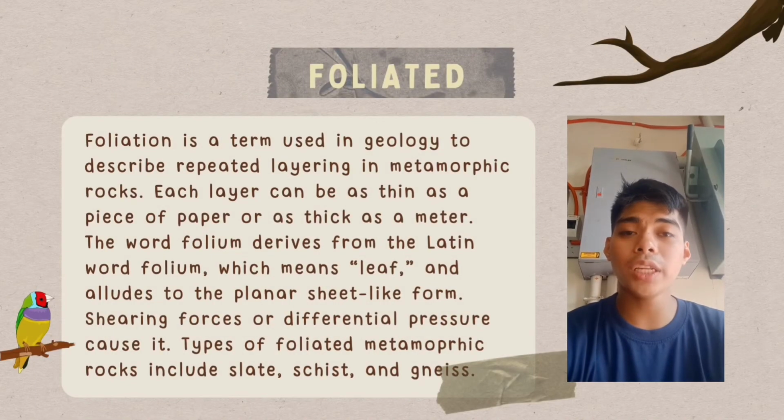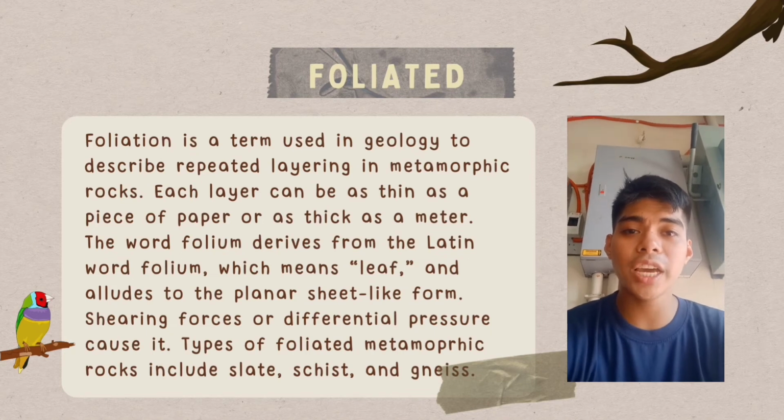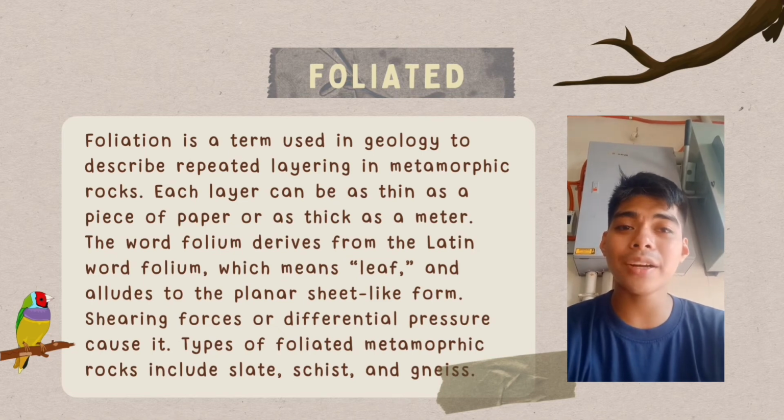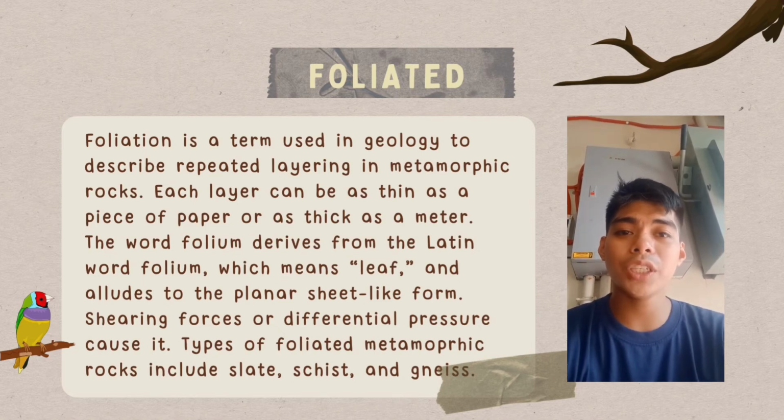Foliated. Foliation is a term used in geology to describe repeated layers in metamorphic rocks. Each layer can be as thin as a piece of paper or as thick as a meter. The word derives from the Latin word folium, which means leaf, and alludes to the planar sheet-like form, shearing forces, or differential pressure causing it. Types of foliated metamorphic rocks include slate, schist, and gneiss.